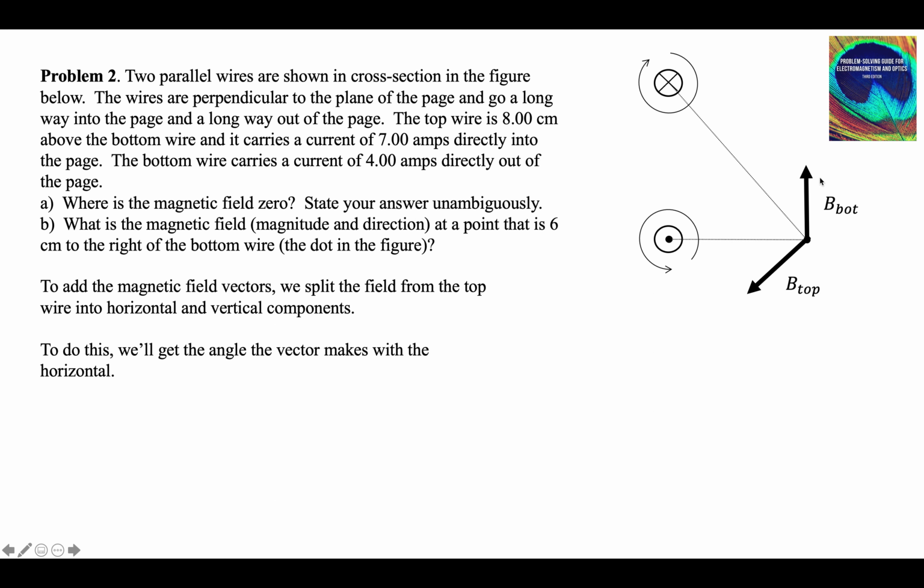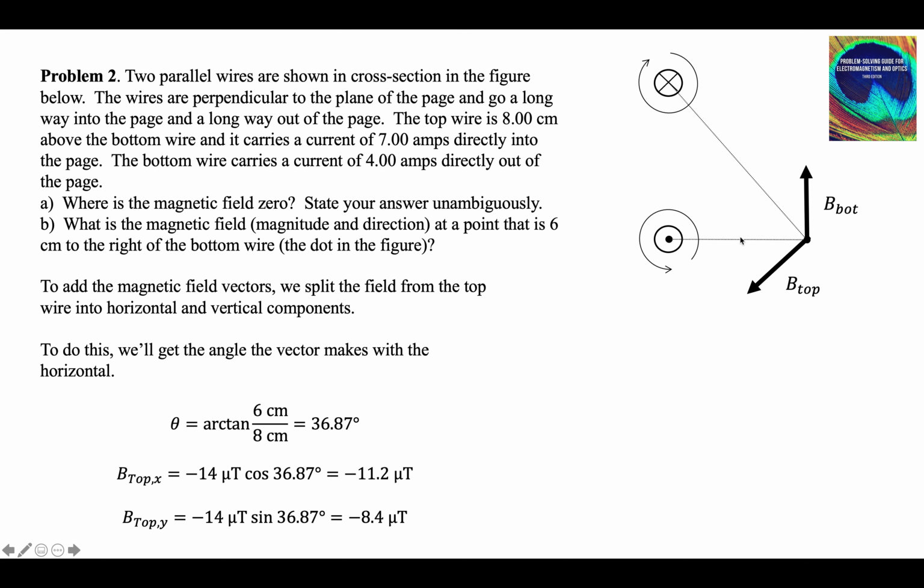First, we need this angle. What's the angle this makes with the horizontal? That's the same as this angle right here, and that's the arctangent of 6/8. We can calculate this angle, and let's put it in. Theta is 36.87 degrees. Now we can get the B field in the x direction, minus 14 microtesla cosine 36.87 degrees. And so this is minus 11.2. In the y direction, we use sine, and that's minus 8.4. 8.4 microtesla downward, this component right here.